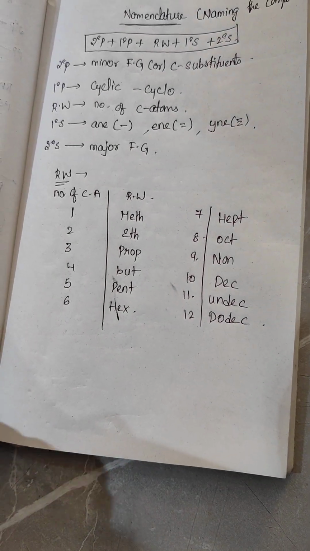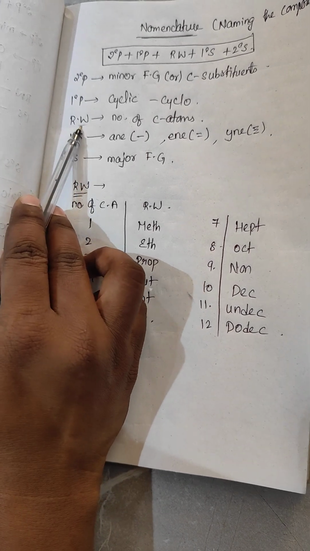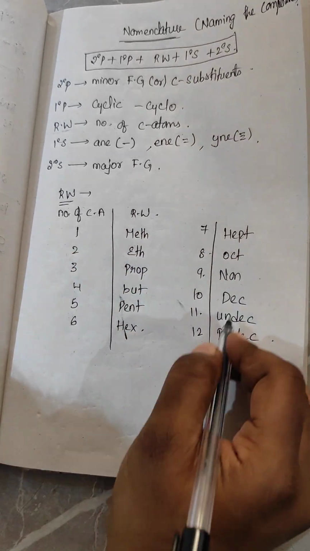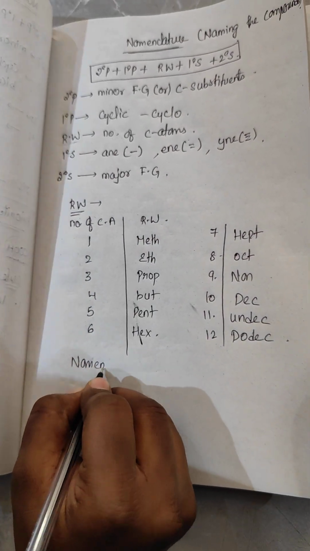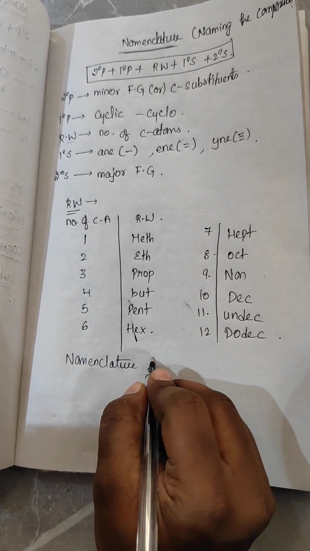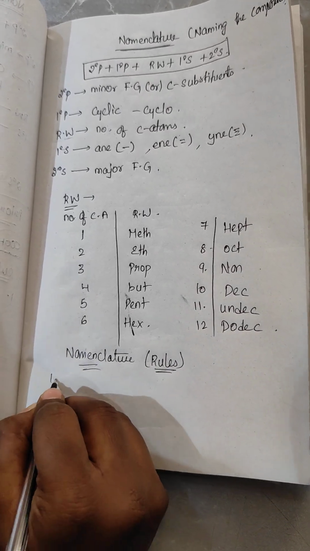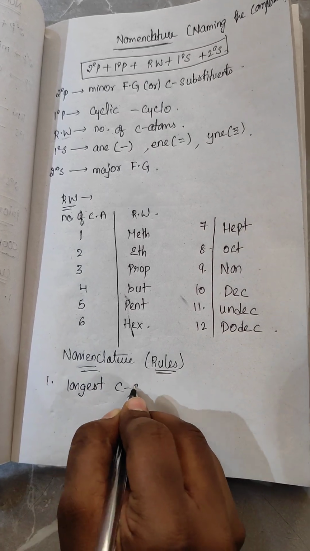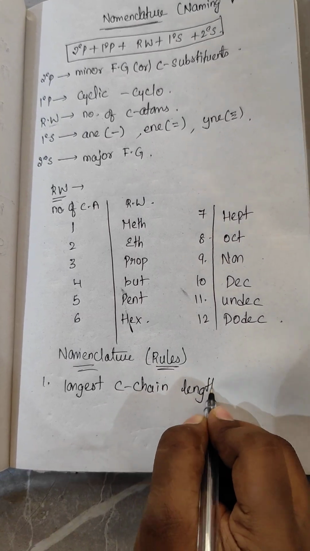Whenever you have a molecule, for each and every molecule you will have a root word. That is nothing but the number of carbon atoms we have to find out. Now when you are writing the nomenclature, that is naming the compound, if a molecule contains only carbon chain lengths, then what are the rules we are supposed to follow? First, always check for the longest carbon chain length. The longest carbon chain length is the parent chain.